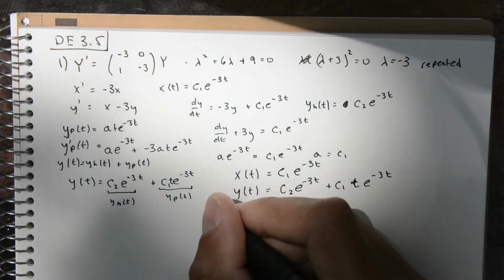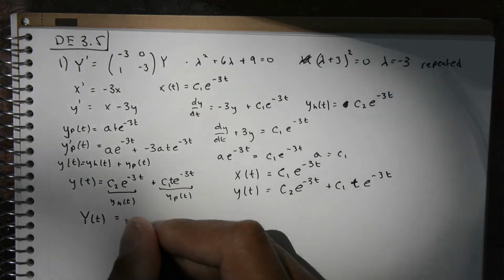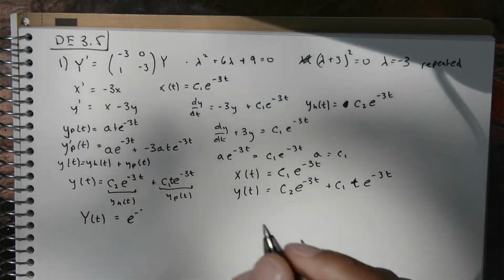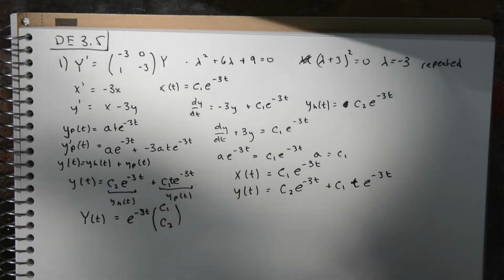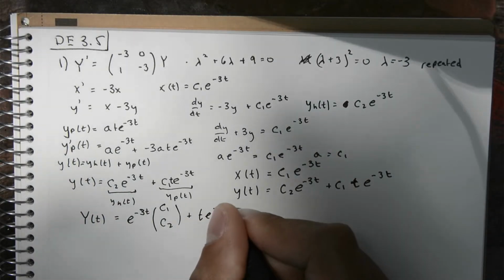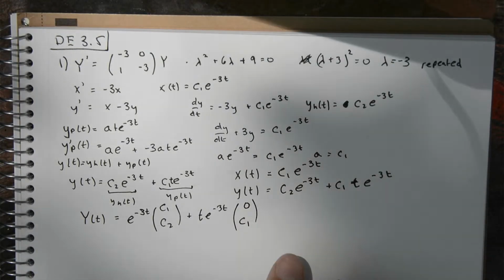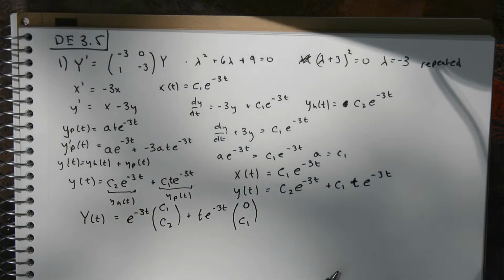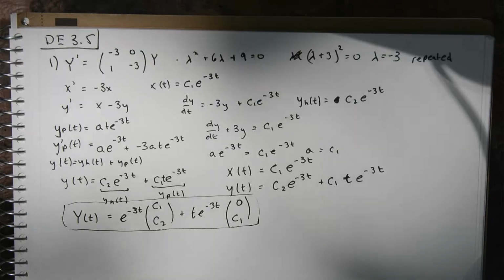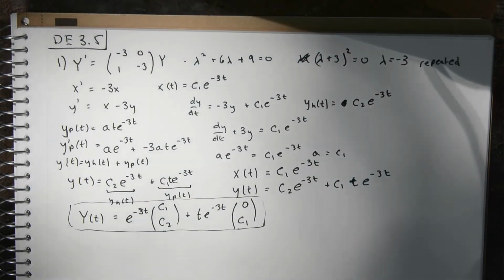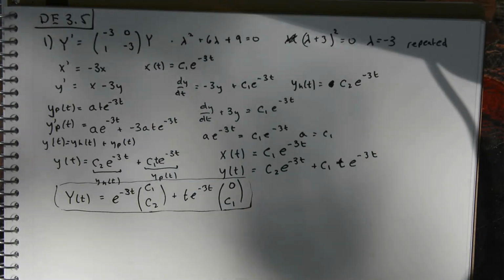And so we can write this as the vector solution equal to e to the minus 3t times c1, c2, plus t e to the minus 3t times 0, c1. So this is our solution, but this is kind of the wrong way to do it. The way that you want to do it is different.